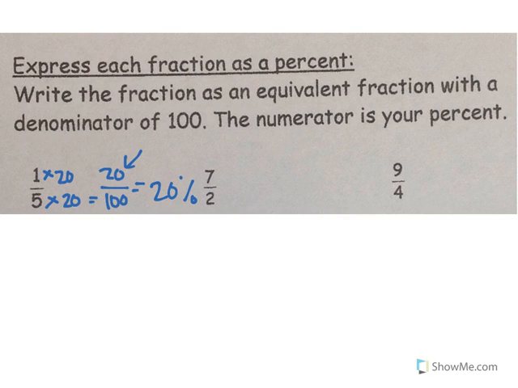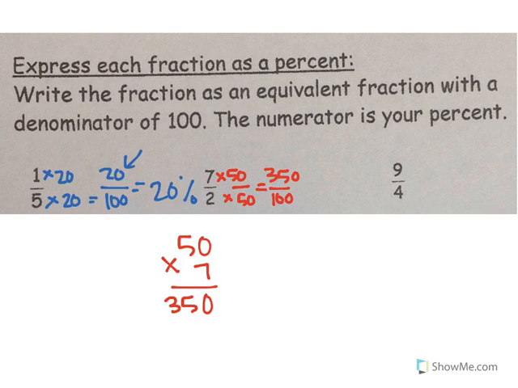Let's try it with 7/2. Now, I know that if I multiply 2 by 50, I'll get 100. And I know that whatever I do to the denominator, I have to do to the numerator. Well, 7 times 50 is 350, but let's double check just to make sure. So 50 times 7, 7 times 0 is 0, 7 times 5 is 35, so 350. So now I have the equivalent fraction with a denominator of 100. 7/2 expressed as a percent is 350%. That's a lot.